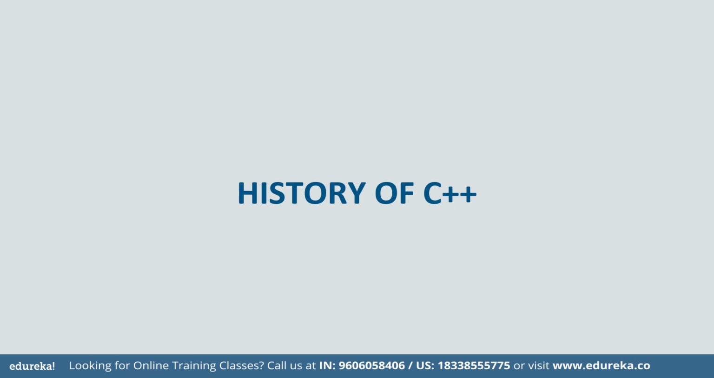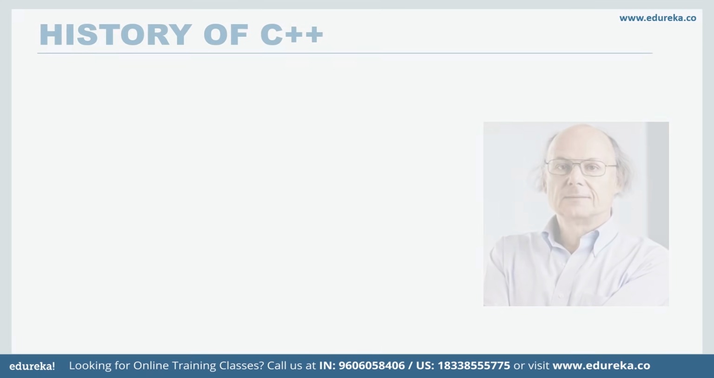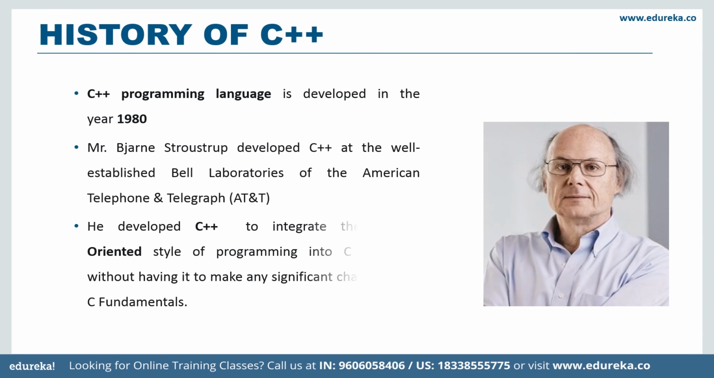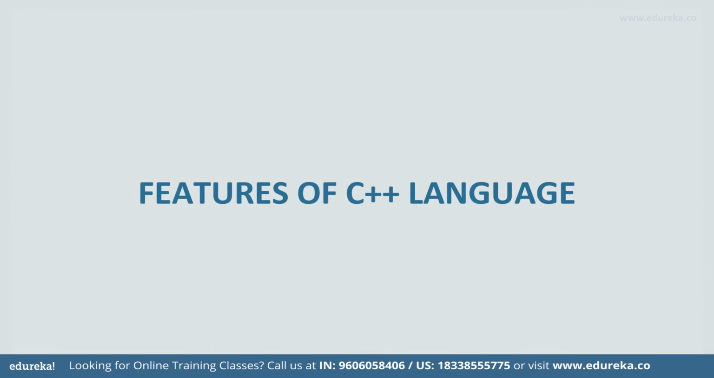Firstly, the history of C++. The C++ programming language was developed in the year 1980 by Mr. Bjarne Stroustrup at the well-established Bell Laboratories of American Telephone and Telegraph, popularly known as the AT&T Company, positioned in the United States of America. He developed the C++ programming language in order to integrate the object-oriented style of programming into the C language without having to make any significant change to the C fundamentals. Now, with this, we shall move into the important features of the C++ programming language.